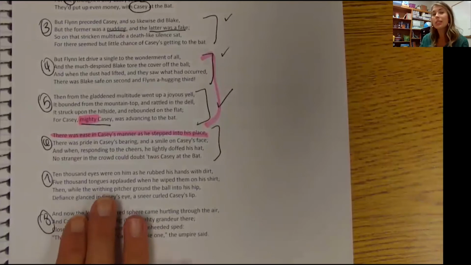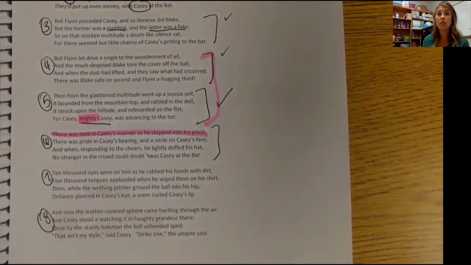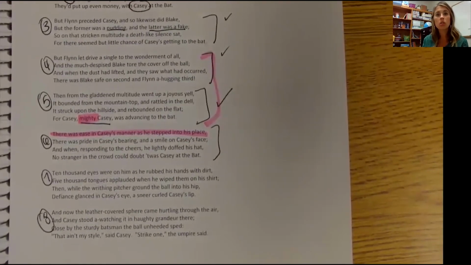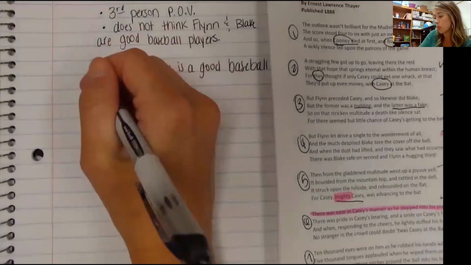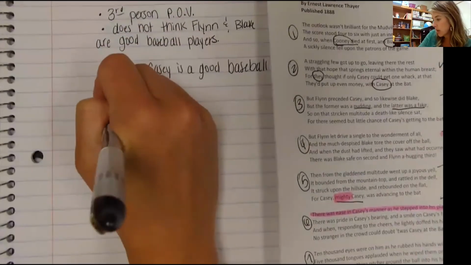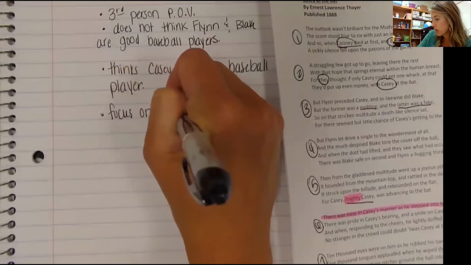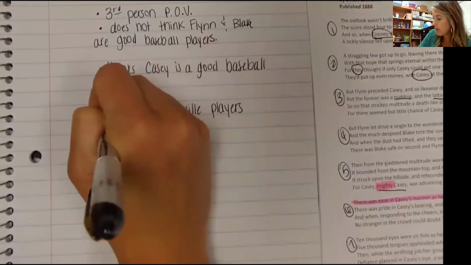Now, up until this point, what characters has the author focused his attention on? That's right. The author focuses almost all of his attention on the fans and the Mudville players, especially Casey. I think it's an important detail, so let's write that on our notes. I want to write down that the author really focuses on the Mudville players and the fans. So write that down on your next bullet point. There's a focus on the Mudville players and the fans.